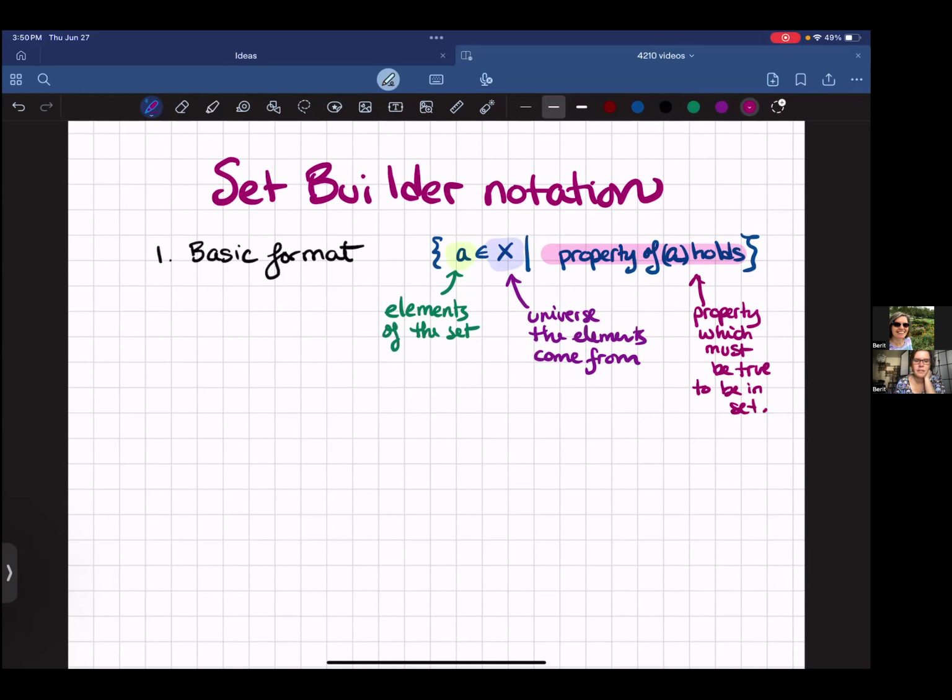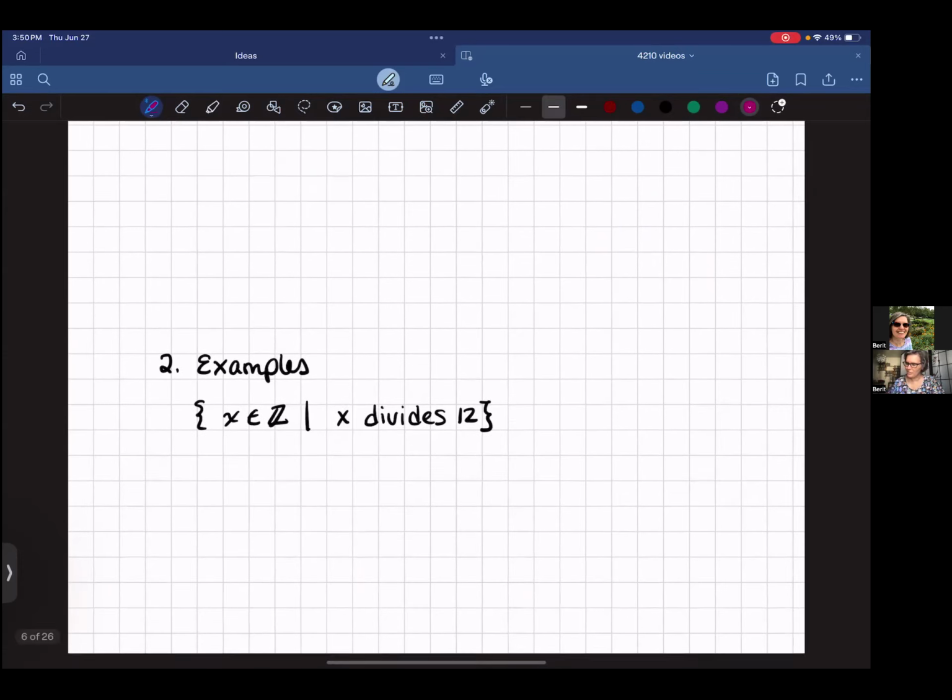Okay. And so when you're trying to figure out what the elements of a set in set builder notation are, you have to think about if those elements were equal to a, and then you look at the property and decide, is that property true or false? If the property is true, then the a that you're looking at is in your set. And if the property is false, then it is not in the set. So let's just do some examples. I think that's probably the easiest way to understand what's going on.